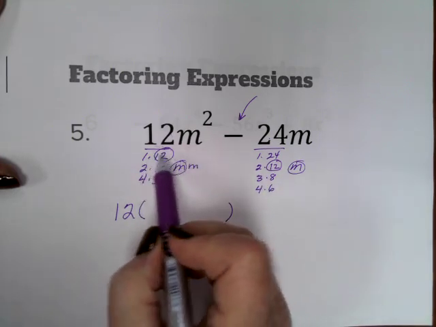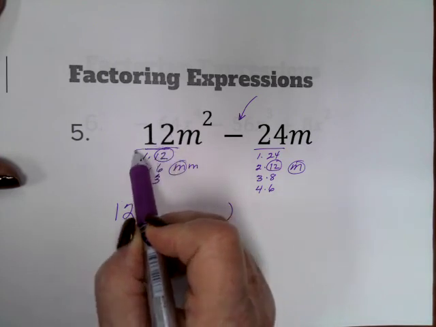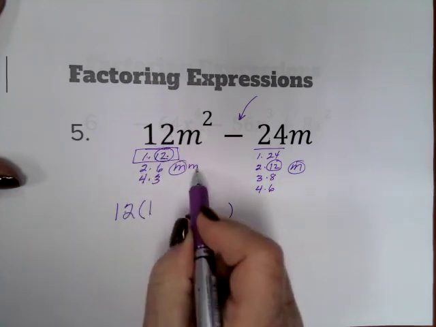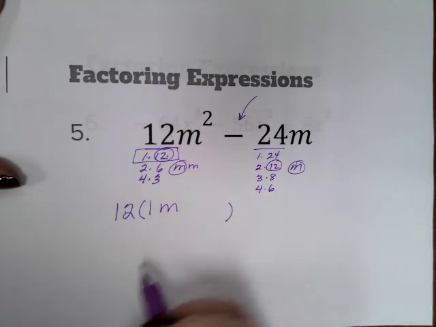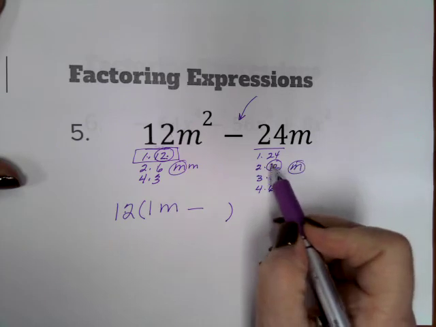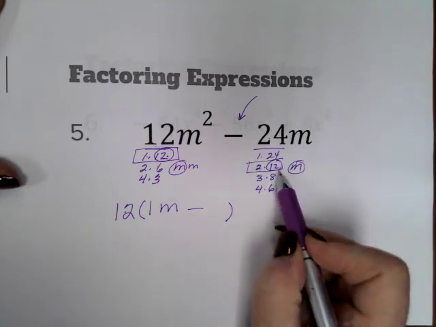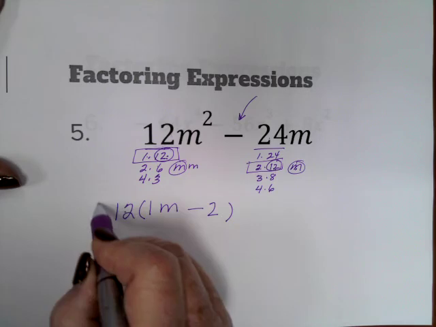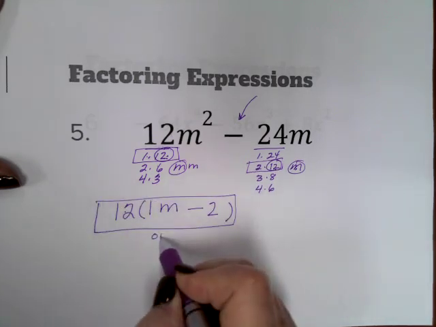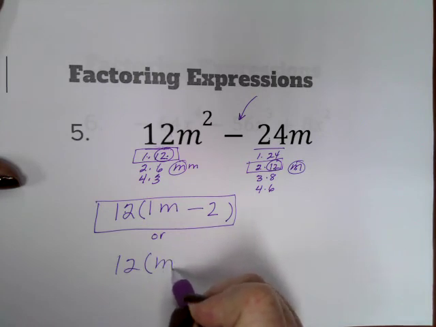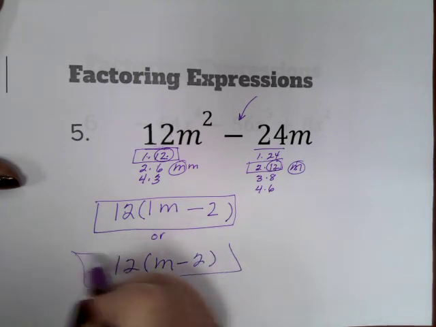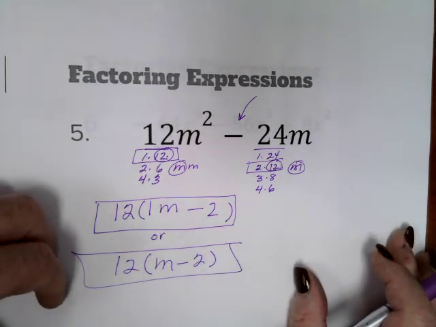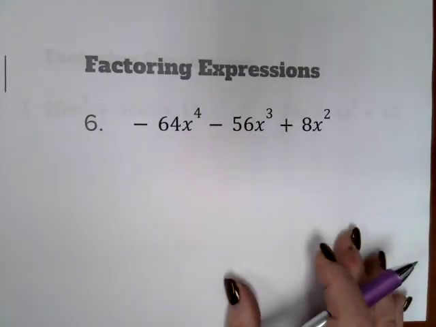Okay, to make it easy on ourselves, this 12 goes with 1. So we use the 12 out here, but what's left? 1. But we also have an m left over. Minus, okay, what goes with 12 on this set of numbers? 2, because we divided the 12 out and we took an m out. This is your answer, or you can just write it as 12m minus 2. Delta Math will take either answer. Okay? All right.